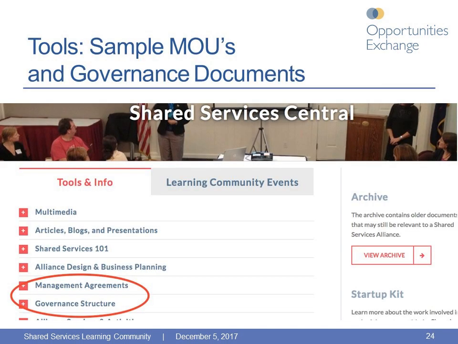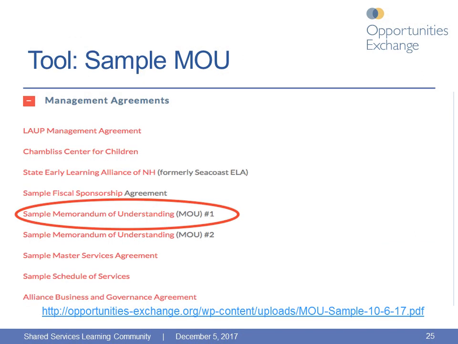And as I mentioned, there's 2 sections where you're going to find some good sample MOUs and governance documents. The one section is management agreements and the other is governance structure. And I would point you in particular to a document called Sample MOU number 1. But I obviously would encourage you to look at all of them.